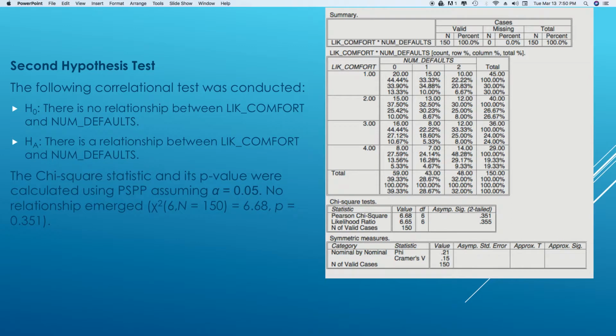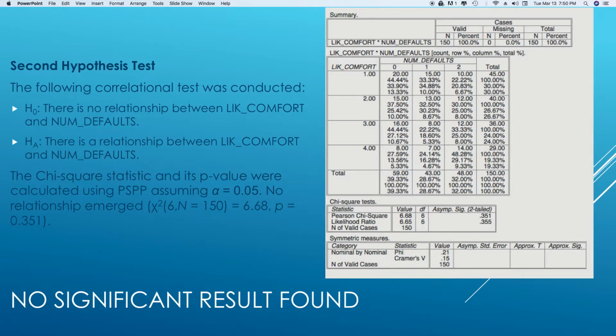So once again, this indicates that the chi-square statistic and its p-value were calculated using PSPP, assuming our usual alpha. And once again, no relationship emerged. We actually got the same exact results on the second test as on the first test. So that indicates no significant result once again.